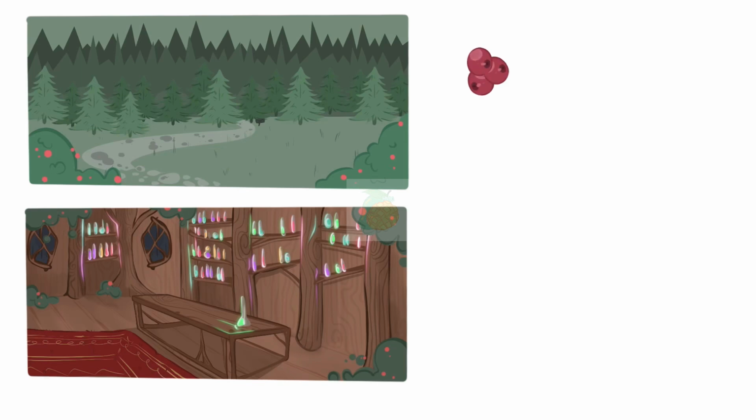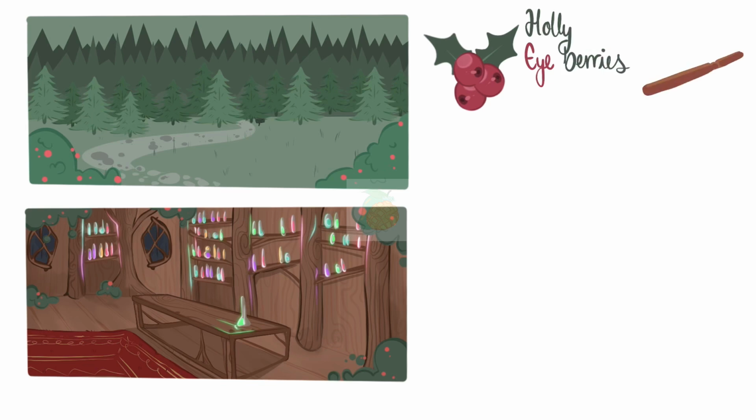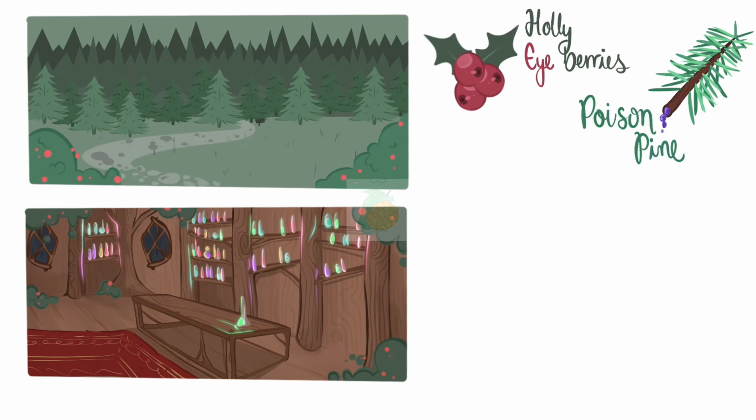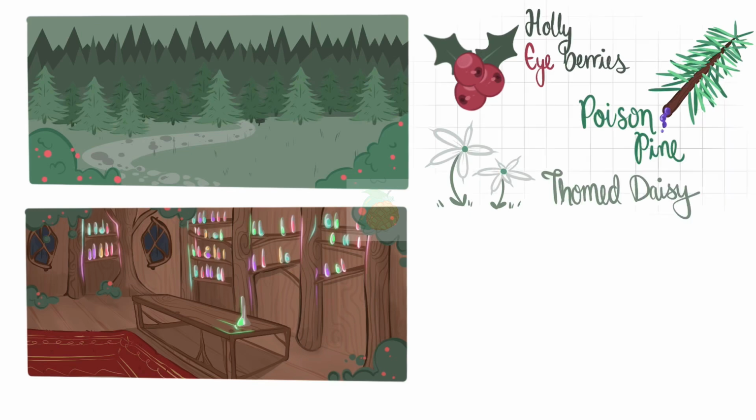Now on the right side of the screen, you guys would see that I'm drawing some ingredients, and one of these ingredients is called the holly eye berries. I just wanted to express how lush the forest is as well. So these aren't the only ingredients in the forest, but I guess they're quite prominent in there, and I just wanted to showcase the kind of flora that you would see in these forests. The second one would be poison pine and thorn daisies.